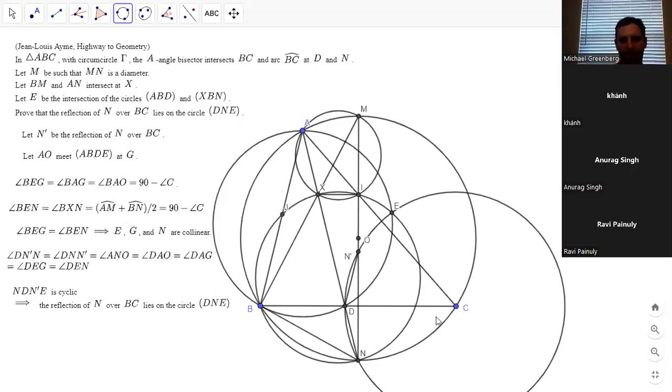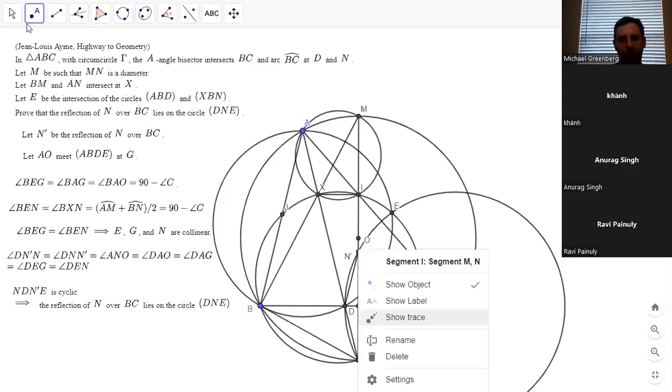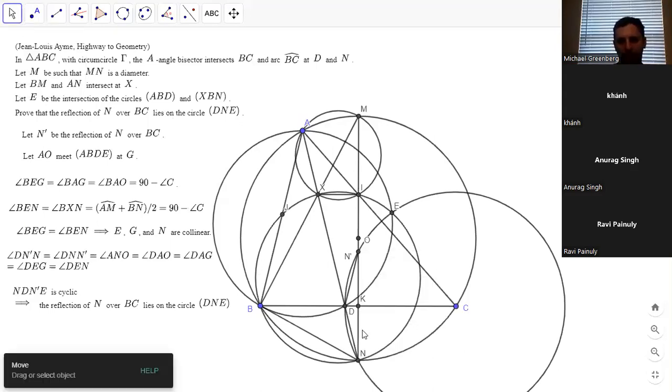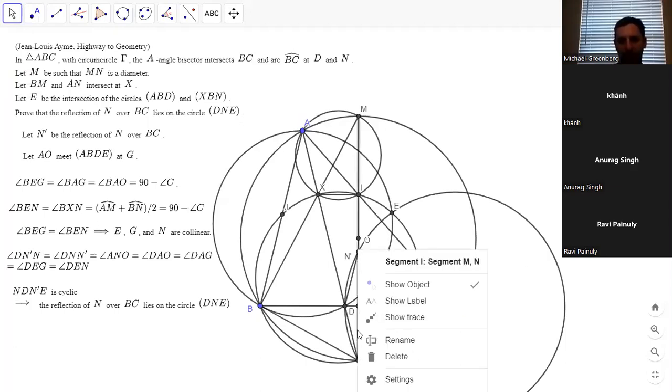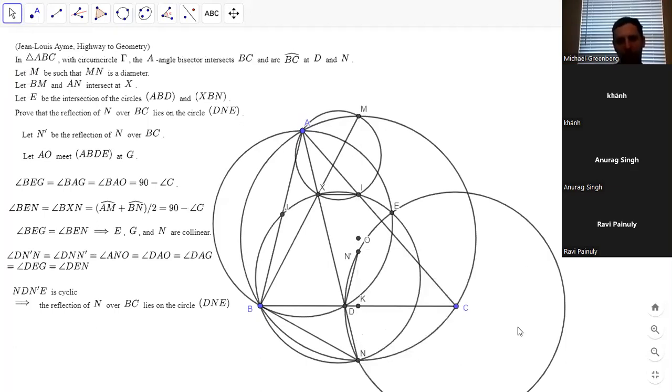Okay. Can you label the midpoint of BC? Yes. But then we don't know that N prime, if we define it that way, lies on this segment, right? Actually we do, because I'm calling N prime the intersection of circle NDE and the line MN, so it must lie on that line. Okay, sorry, I got confused. All right. Yeah.